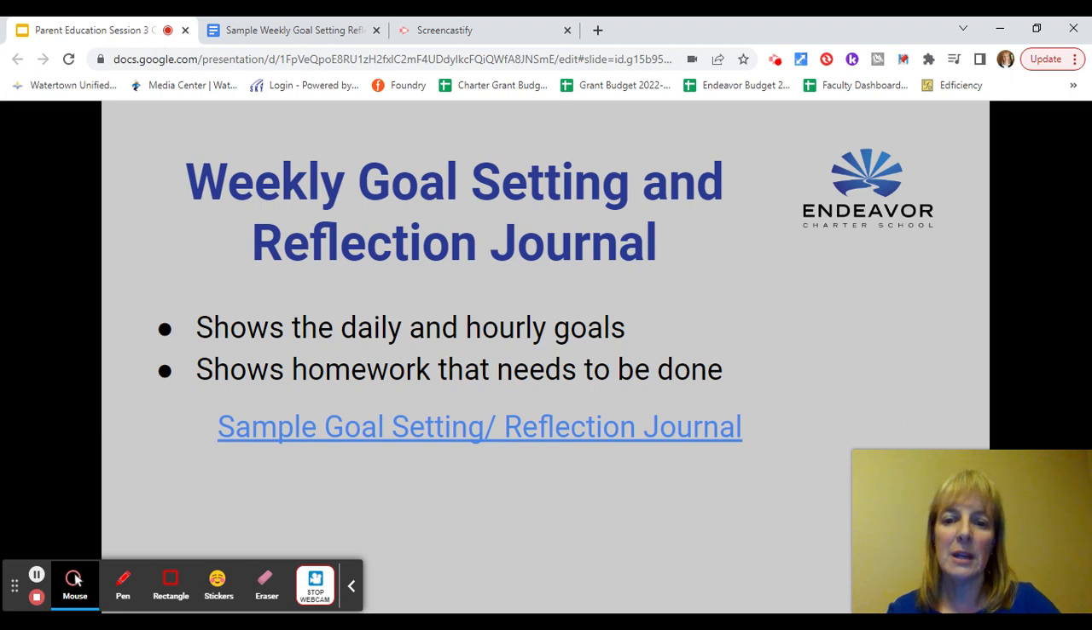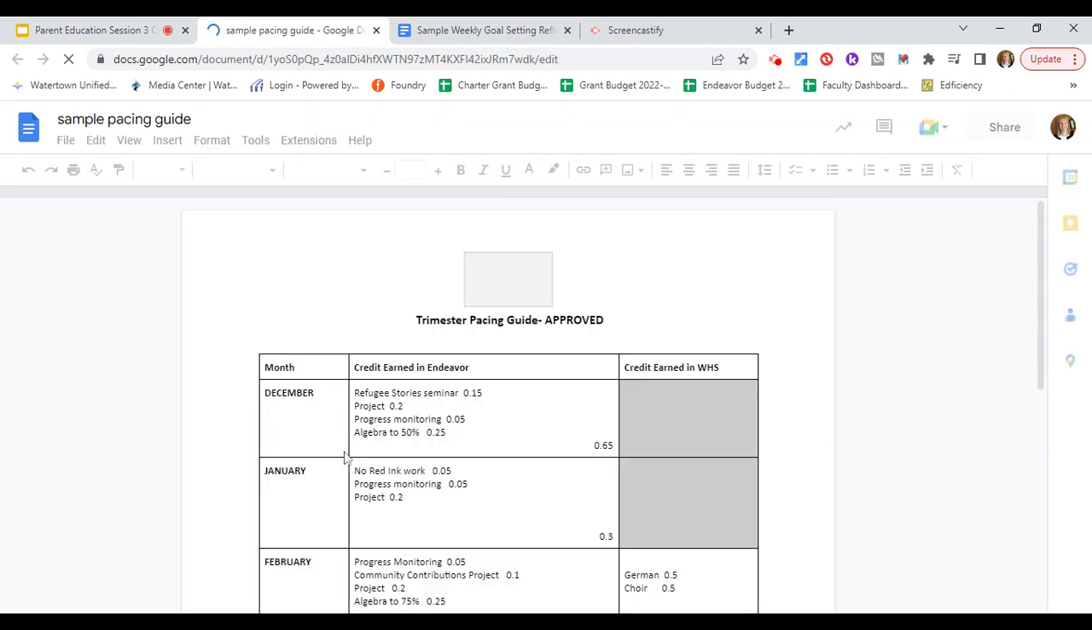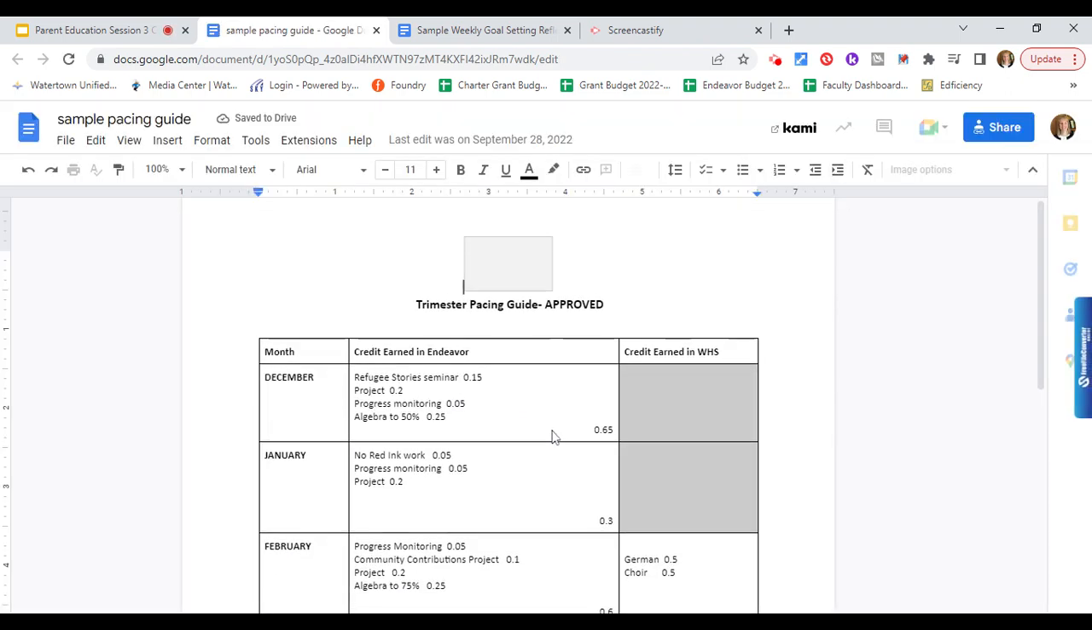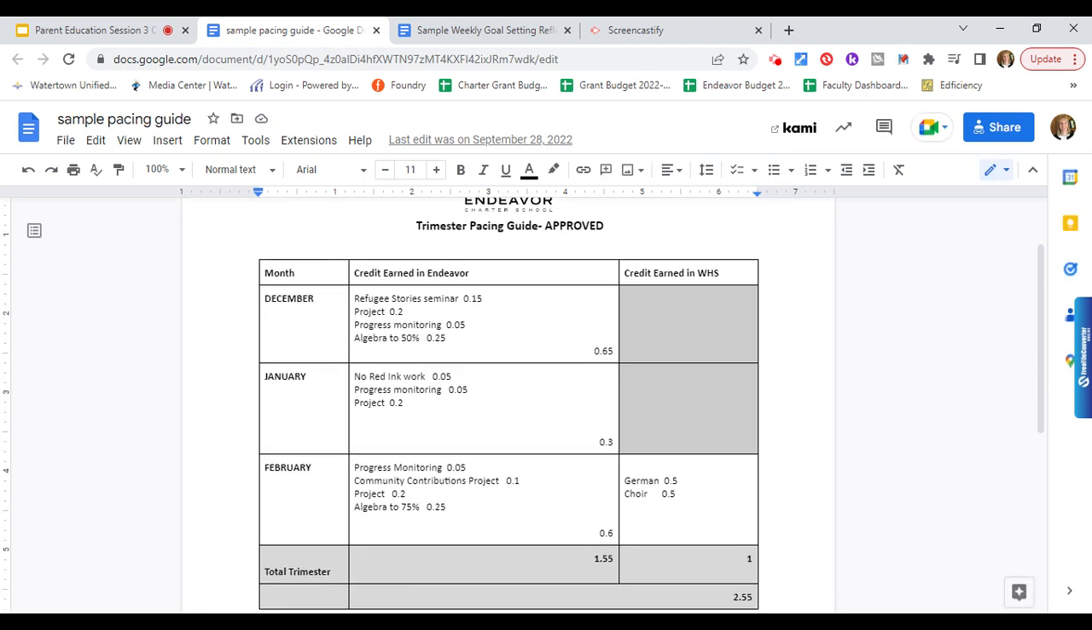Another tool that we use is the pacing guide. The pacing guide shows bigger goals, goals that are monthly goals. The pacing guide also helps track student in good standing. So, as you can see, this pacing guide is for December, January, and February, second trimester.